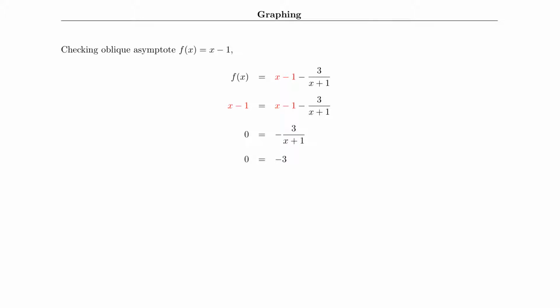This simplifies to 0 is equal to negative 3 over x plus 1, after subtracting x minus 1 from both sides. Then multiplying both sides by the denominator x plus 1, we get 0 is equal to negative 3, which is obviously false. Hence our denominator is undefined when f of x is equal to x minus 1.